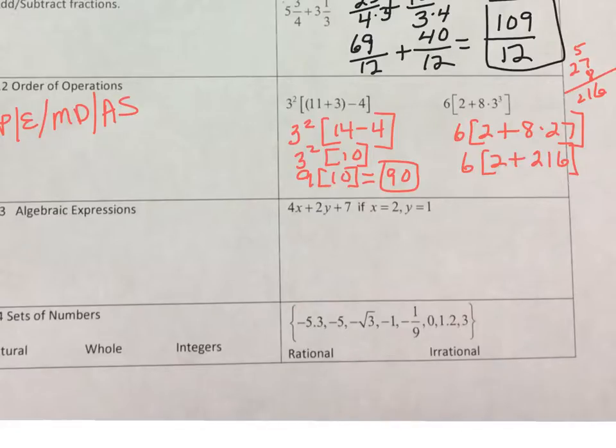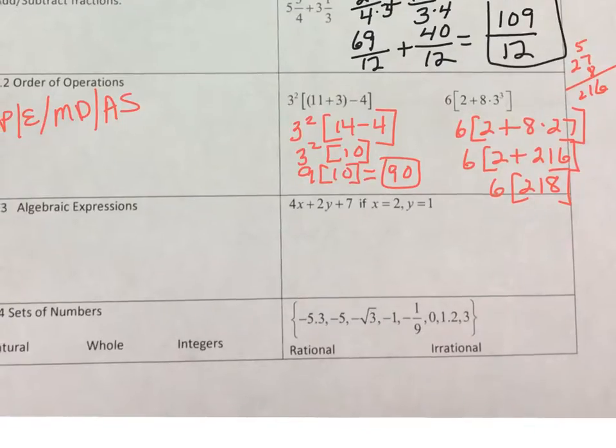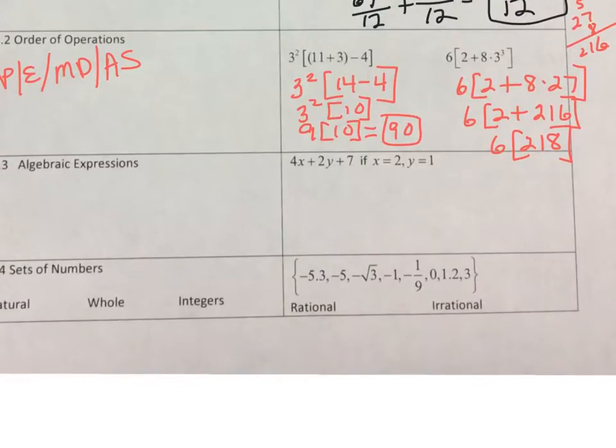Still got to work inside the parentheses. 2 and 216 is 218, and the parentheses are finally done. There are no exponents on this problem. We'll multiply and divide, and that's all we got left to do. Let's see, 6 times 8 is 48, carry the 4. 6 times 1 is 6, and 4 is 10, carry the 1. 6 times 2 is 12, and 1 is... How about 1,308? Class?